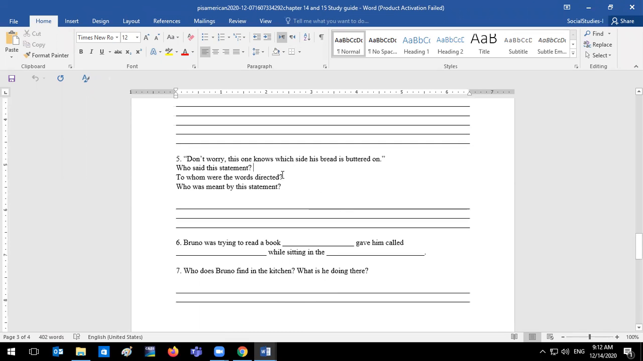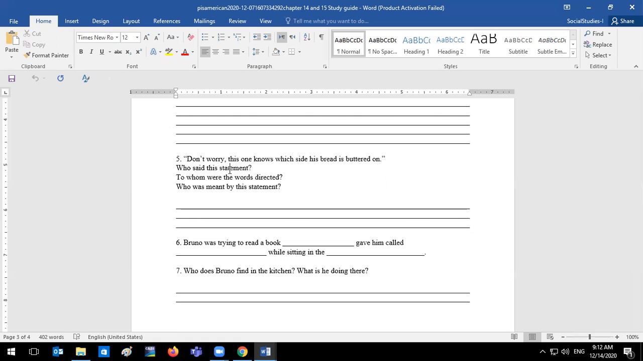So when he says, "Don't worry, this one knows which side his bread is buttered on," this is a statement that was made by Lieutenant Kotler. Remember, Lieutenant Kotler brought Shmuel over from the concentration camp to Bruno's house in Auschwitz, so that he could polish the glass, because they needed someone with very small hands to get inside the small glasses.